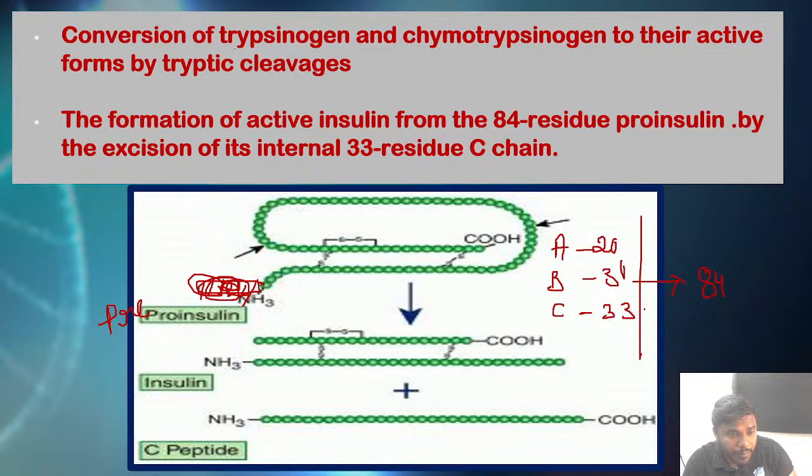The pre-pro insulin consists of total 84 amino acids. So we will cut the signal sequence. Pre-pro insulin is only converted into mature insulin. How? By the cleavage of the signal sequence and by the cleavage of the C chain and joining of A chain and B chain with each other. And what happens to this particular C chain or the C polypeptide? The C polypeptide will get completely degraded. Very simple point it is.